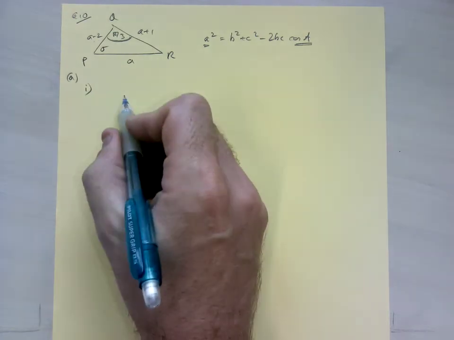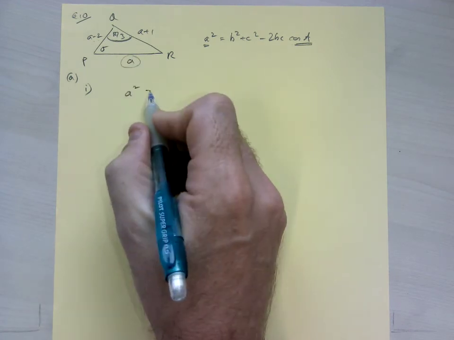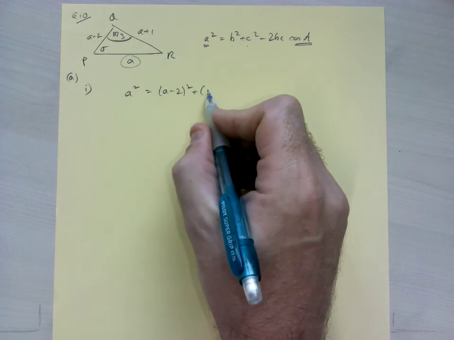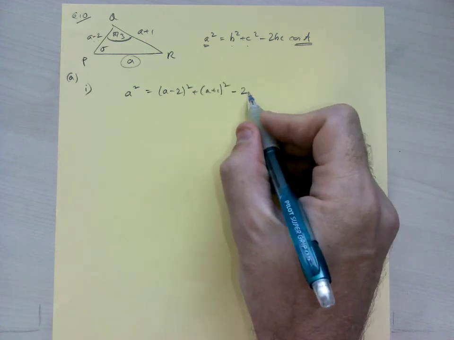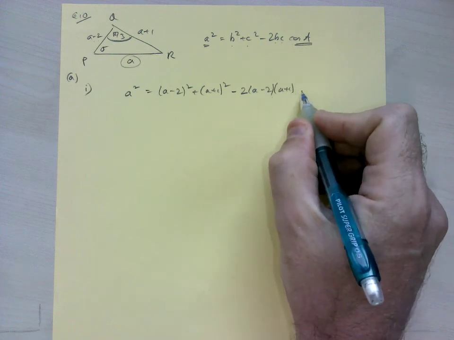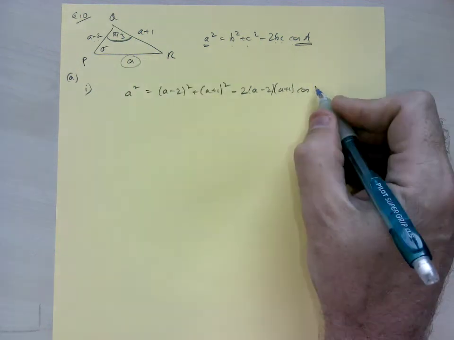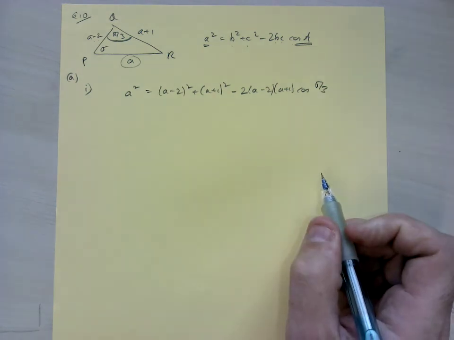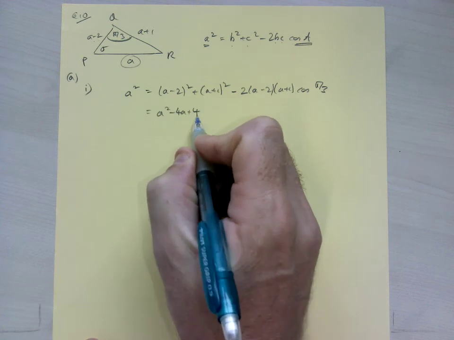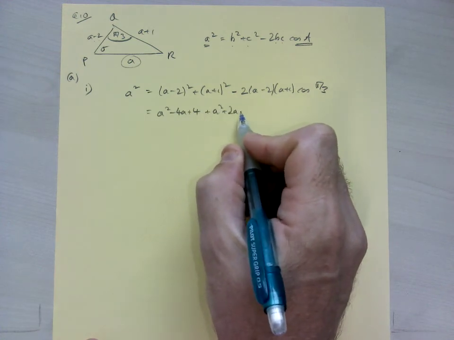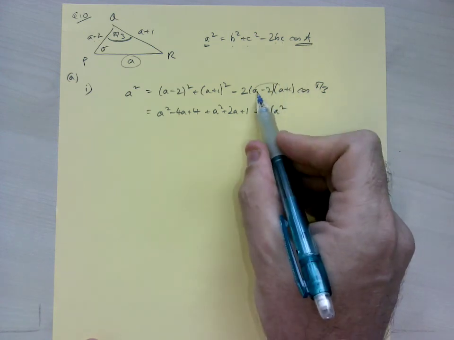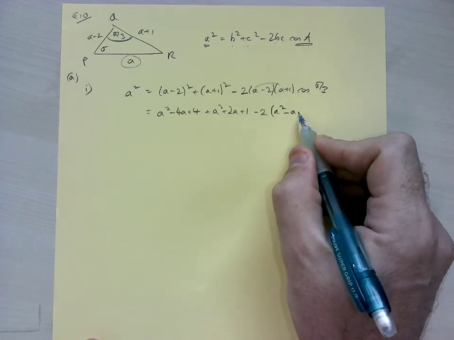So I'm going to start off with a squared, this side, is equal to then the other two sides. So a minus 2 all squared plus a plus 1 all squared minus 2, same sides again, so a minus 2, a plus 1 times cos pi on 3. So let's start to tidy this up a little bit. This is going to be a squared minus 4a plus 4 plus a squared plus 2a plus 1 minus 2 lots of a squared plus a minus 2a is minus a minus 2.